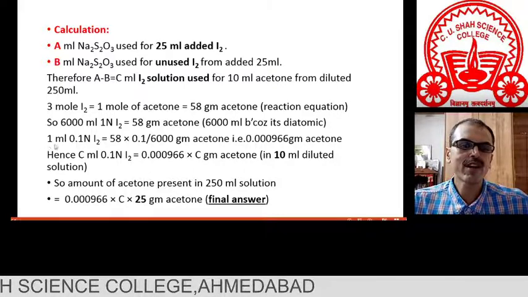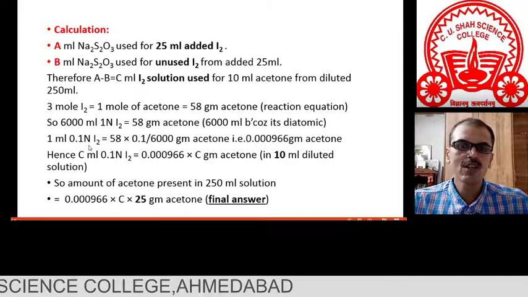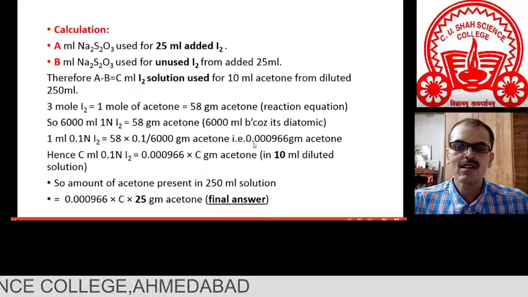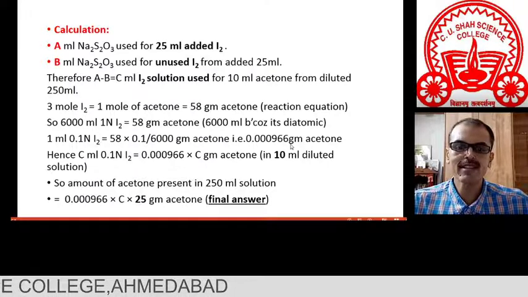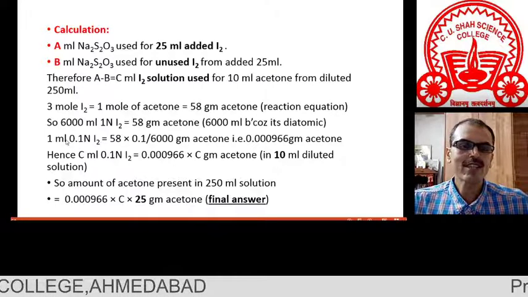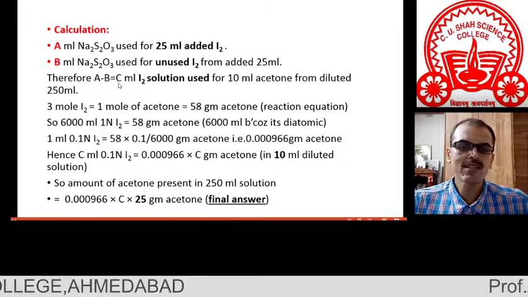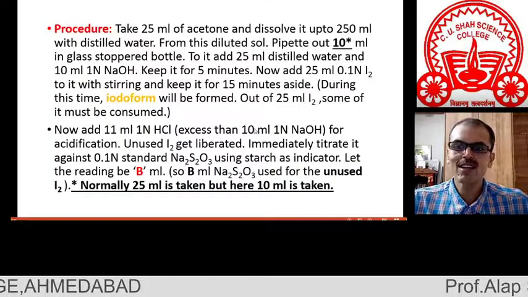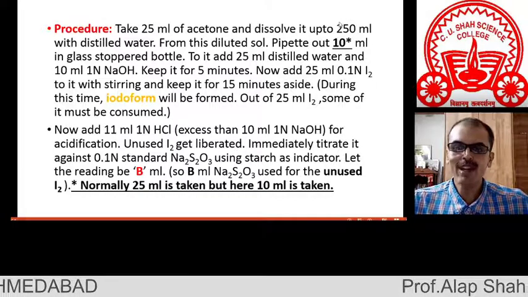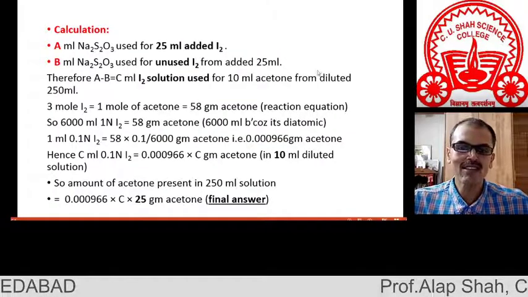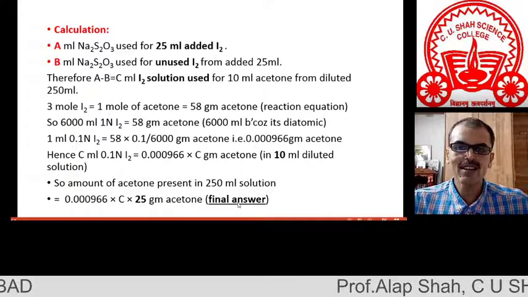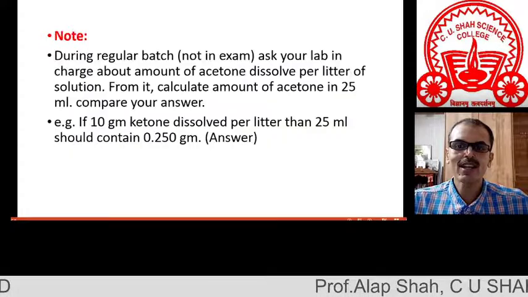We can calculate for 1 ml. Here we are using 0.1 normal I2, so we have to convert it, so that is 58 into 0.1 upon 6000, which is 0.000966 gram acetone. So once you have this expression for 1 ml, then what about for your C ml? So you will get that answer, but mind well, as we have taken here only 10 ml from the 250 ml, for 250 ml we have to multiply this answer with 25, and that would be your final answer, how much gram ketone you are getting.